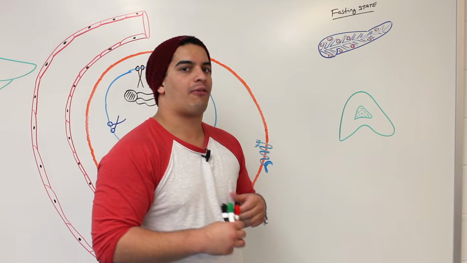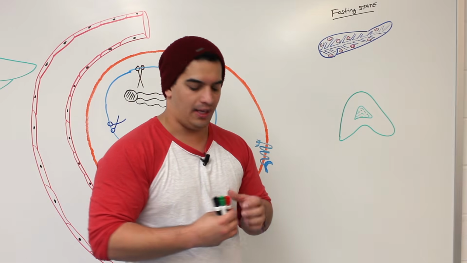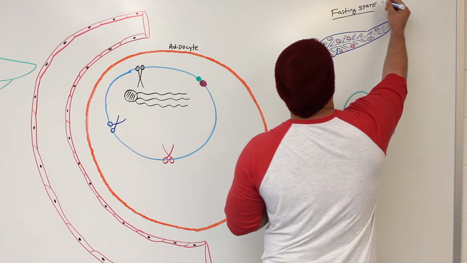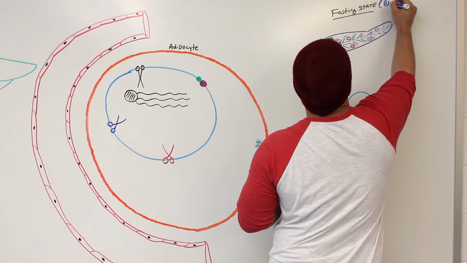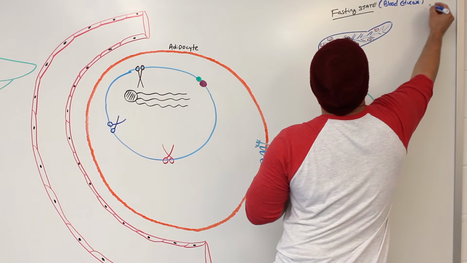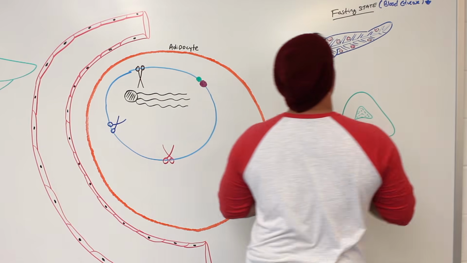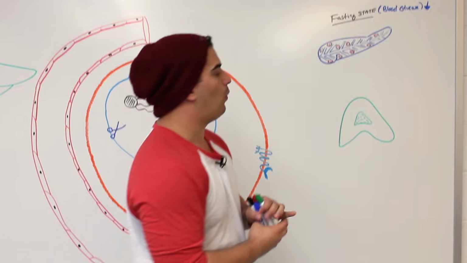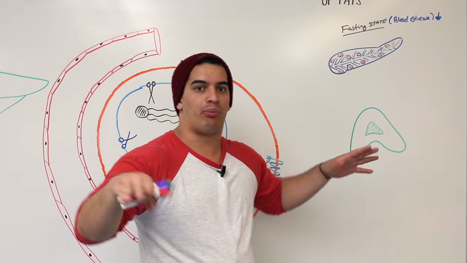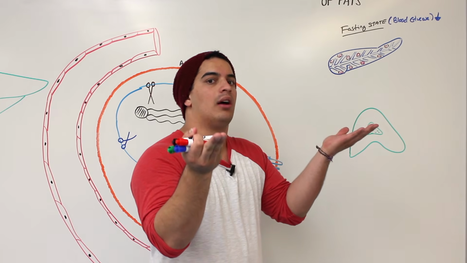So what does that mean for our blood glucose levels? If you haven't eaten for a while, then you're not going to really have high blood glucose levels. So your blood glucose levels, as a result, are going to be low. When blood glucose levels are low, what hormones or molecules are going to be released to be able to bring those blood glucose levels back up?